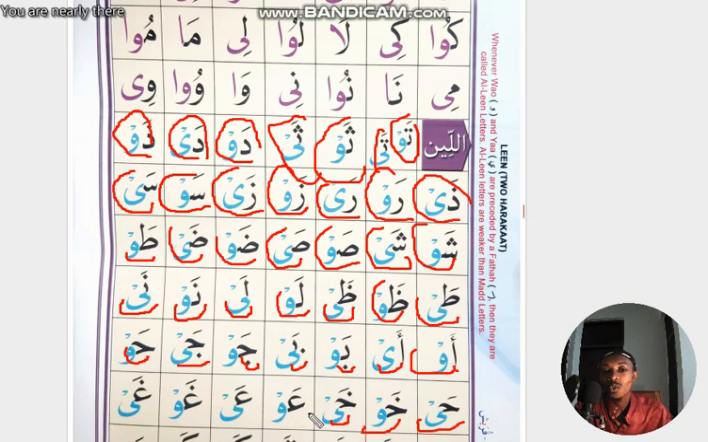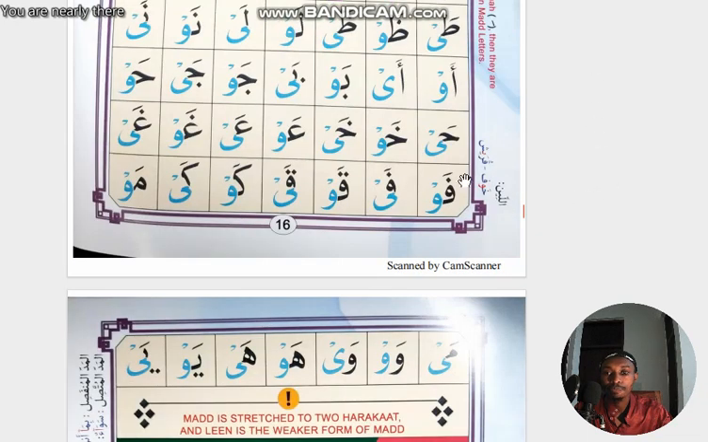Ain fatha waw sukun, Aw. Ain fatha ya sukun, Ay. Ghain fatha waw sukun, Ghaw. Ghain fatha ya sukun, Ghay. Ha fatha ya sukun, Hay. We ended here. Fa fatha waw sukun, Faw. Fa fatha ya sukun, Fay. Qaf fatha waw sukun, Qaw. Qaf fatha ya sukun, Qay.